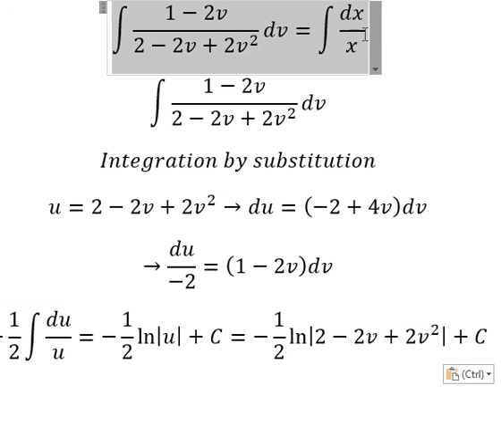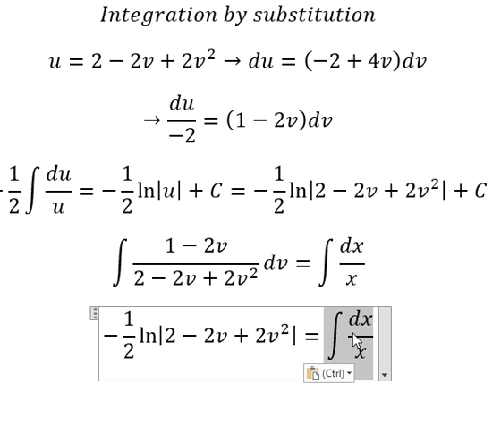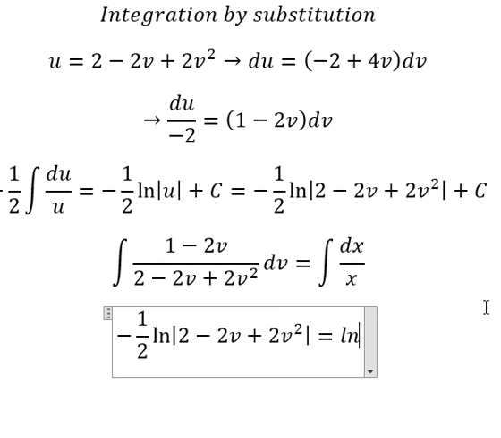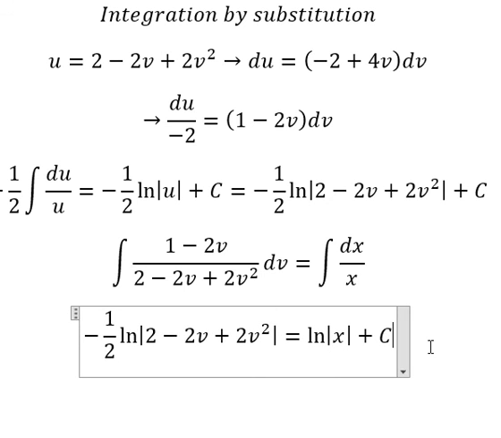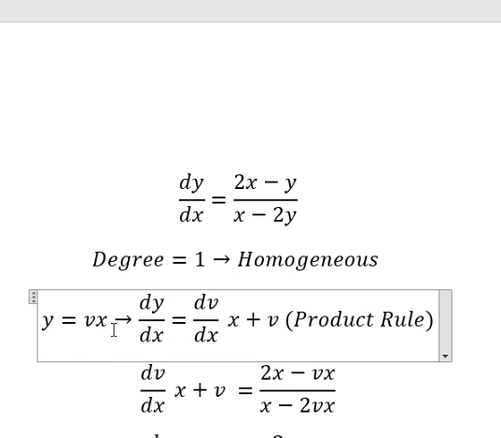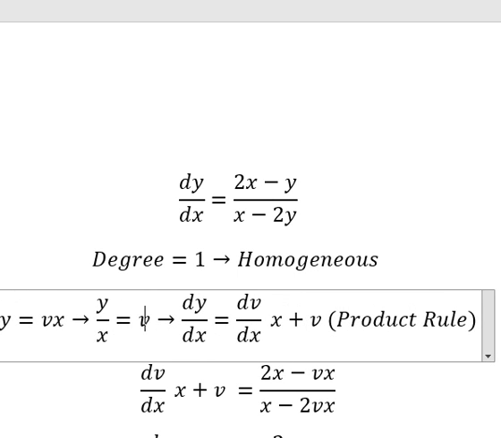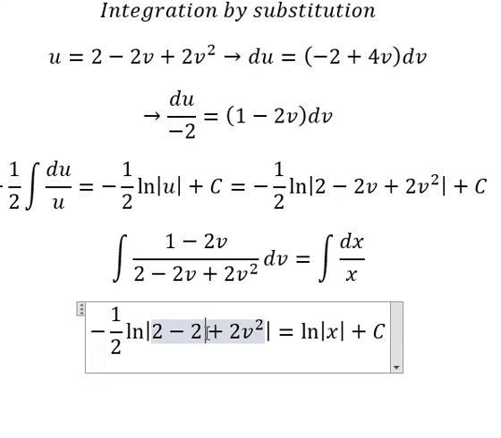Now we go back in here. The integration of this one, that is about this one. The integration of this one, we have ln of the absolute value of x, and I will put c. About v, we divide both sides by x. And now we need to change v into this one.